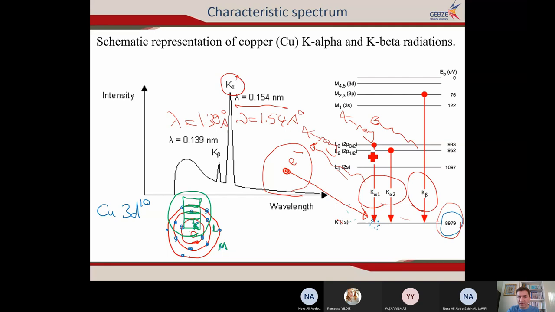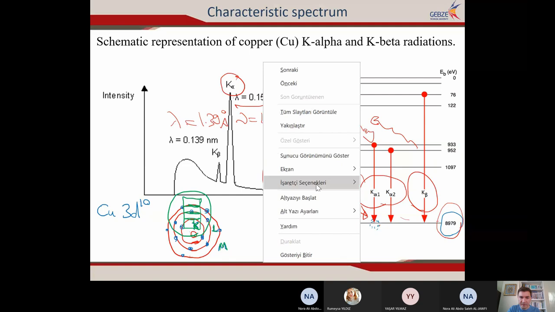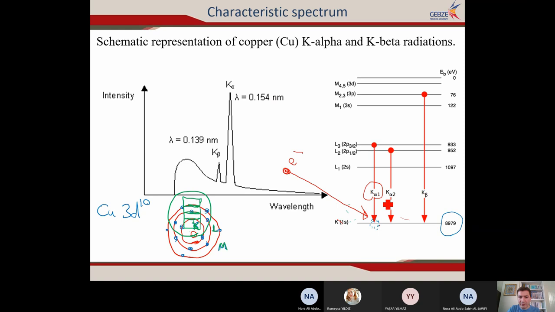Look at the binding energy of this level here, 933, 953 electron volts. Okay, so the difference is very small. So you cannot separate them. Actually, in reality, it looks like this. Here, how to show the different wavelengths, K alpha 1 and K alpha 2, in that spectrum. In reality, the spectrum is like this. Which one has lower energy? This has lower energy.